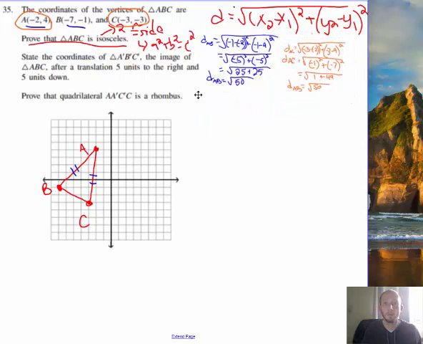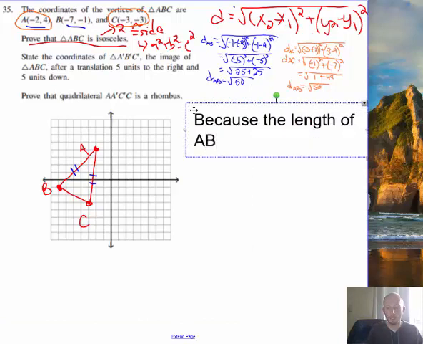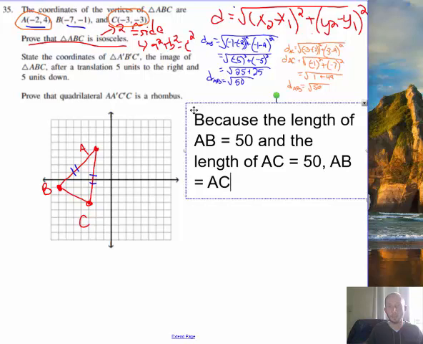And now I can actually prove that it's isosceles. So I can say because the length of AB is equal to, don't have the symbol, but I'll put it in a second, square root of 50, and the length of AC is equal to the square root of 50, AB is congruent to AC.